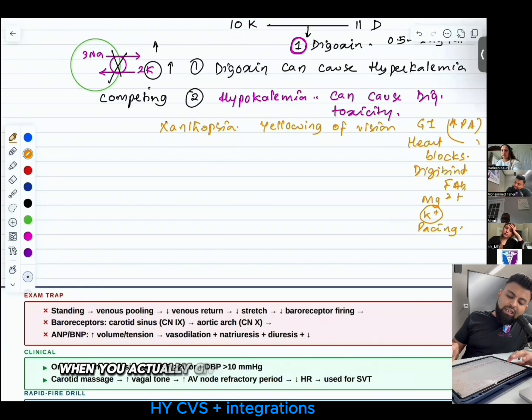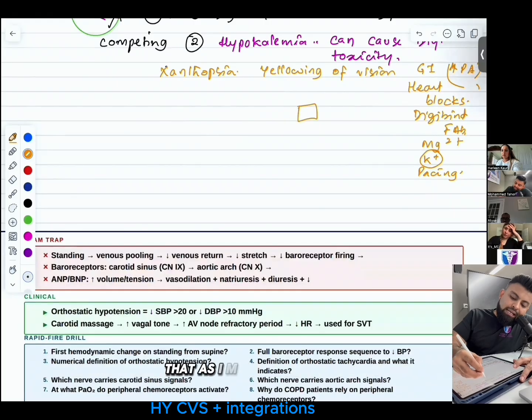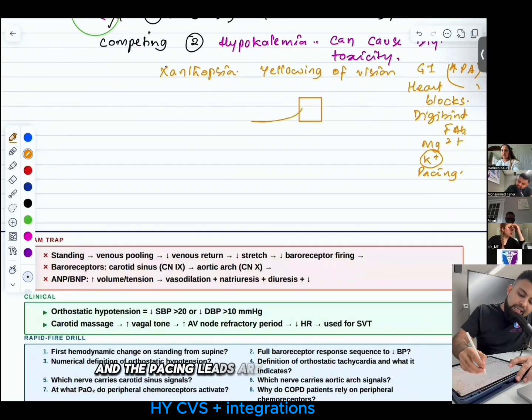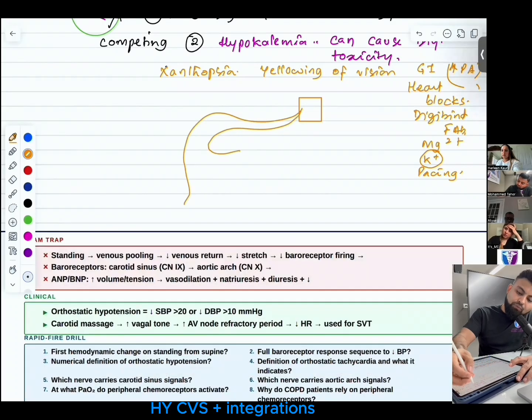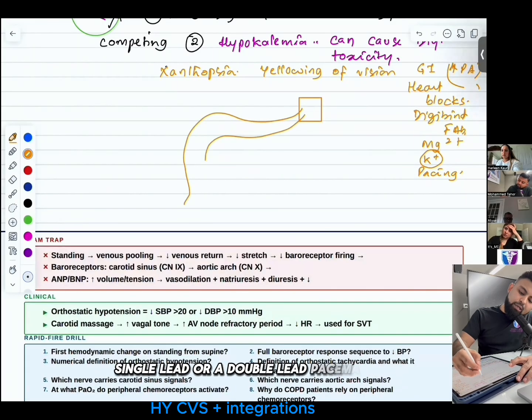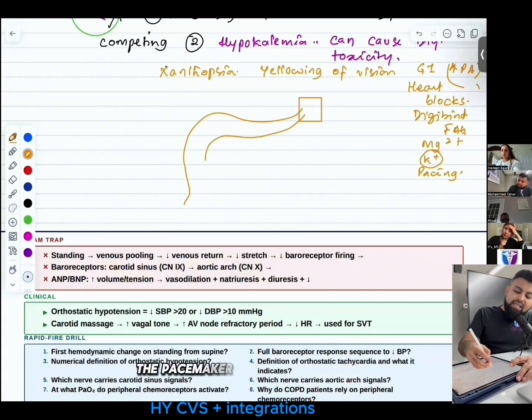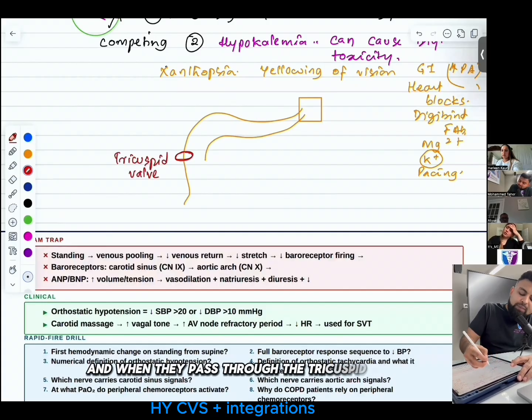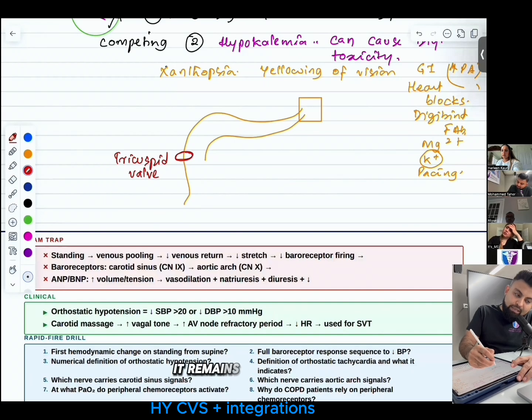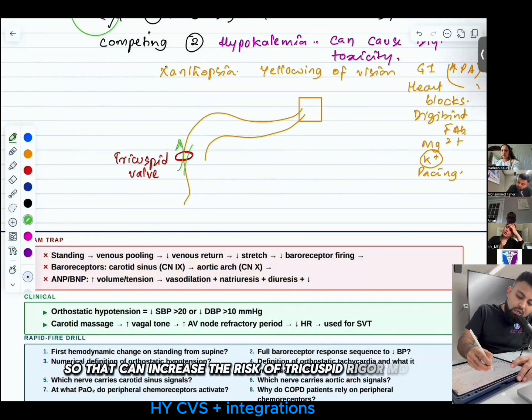So when you actually give the pacemaker to an individual, the pacing leads are connected, single lead or a double lead pacemaker, right? Now, the pacing leads are passing through the tricuspid valve. They pass through what? The tricuspid valve. And when they pass through the tricuspid valve, we know it remains intact, right? So that can increase the risk of tricuspid regurgitation.